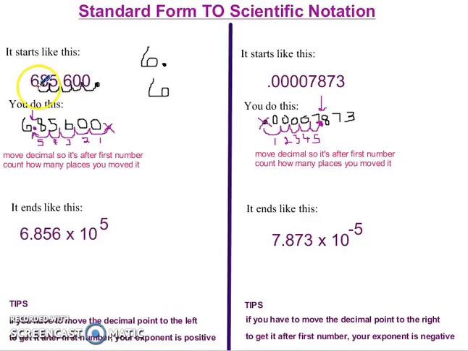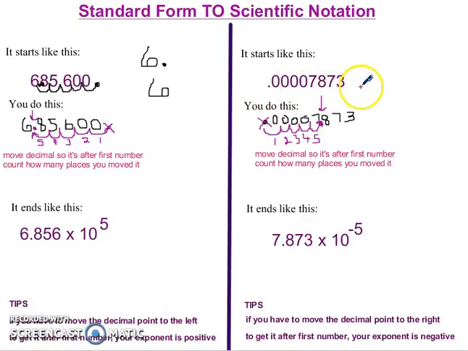So my number is 6.85600. You could put the zeros if you want or leave them out. Doesn't matter. So how do I write the number? I just look to see where I put the decimal point, and when I rewrite the number, I make sure I put the decimal point there: 6.856. Now, I have to put a multiplication sign and a 10. And then I have to count how many times I moved that: 1, 2, 3, 4, 5. That's my exponent. Okay, so let's look at another example of that.